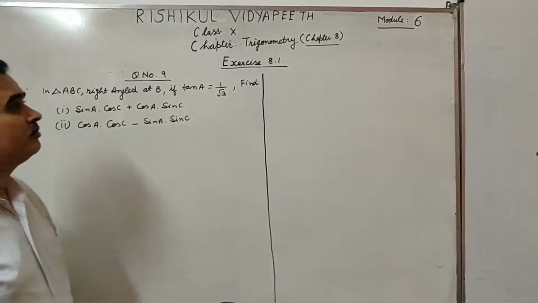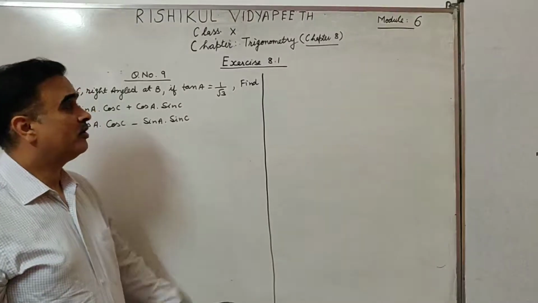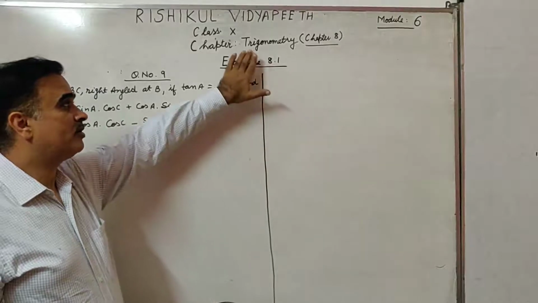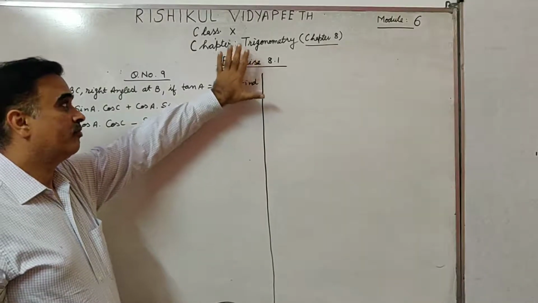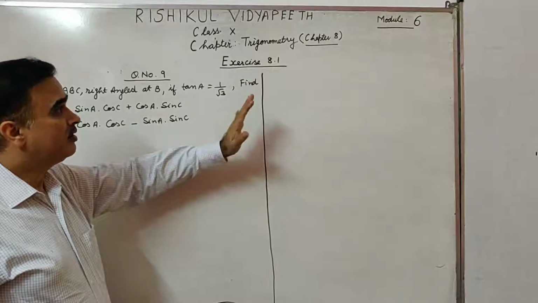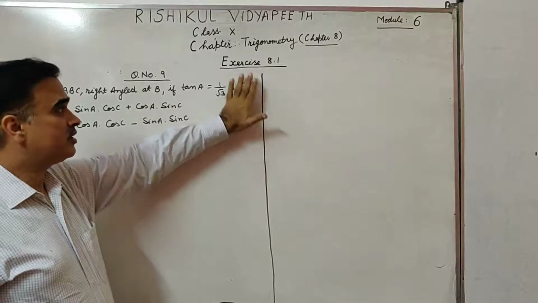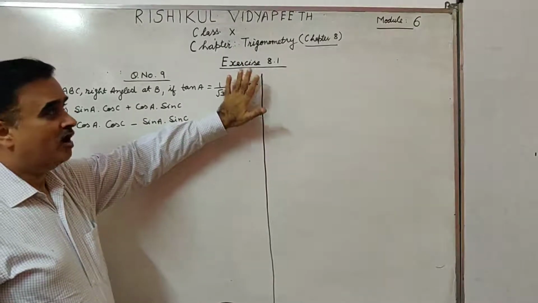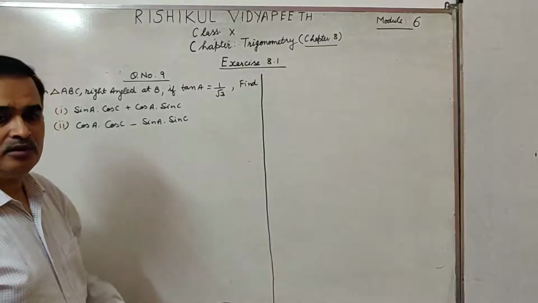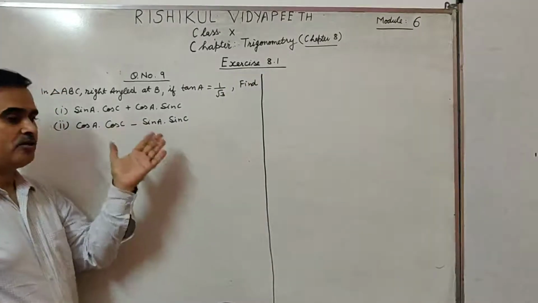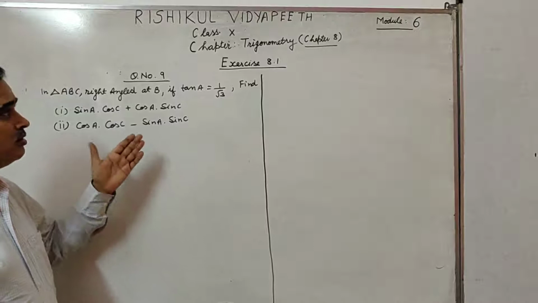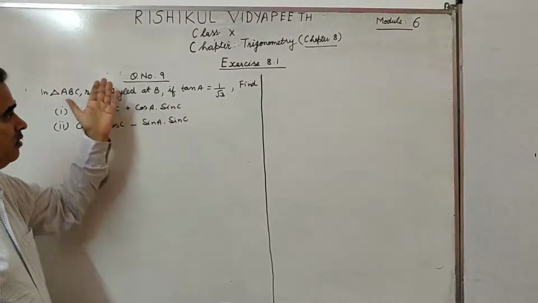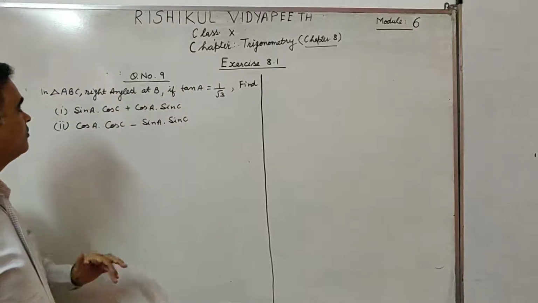Good morning, students. Today we are going to discuss module number 6 of the chapter Trigonometry of class 10th mathematics. In this module we will discuss exercise 8.1. Up to the 5th module we have done up to question number 8. You are able to do all the questions of exercise 8.1 up to the 8th question.